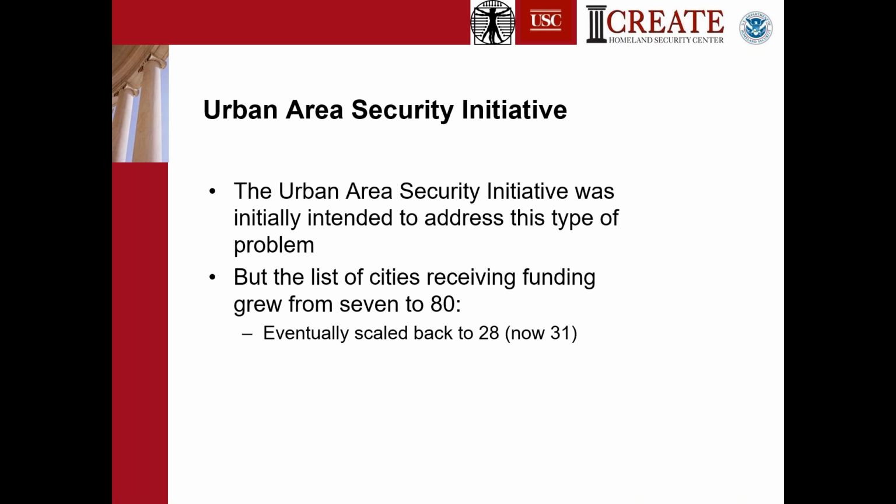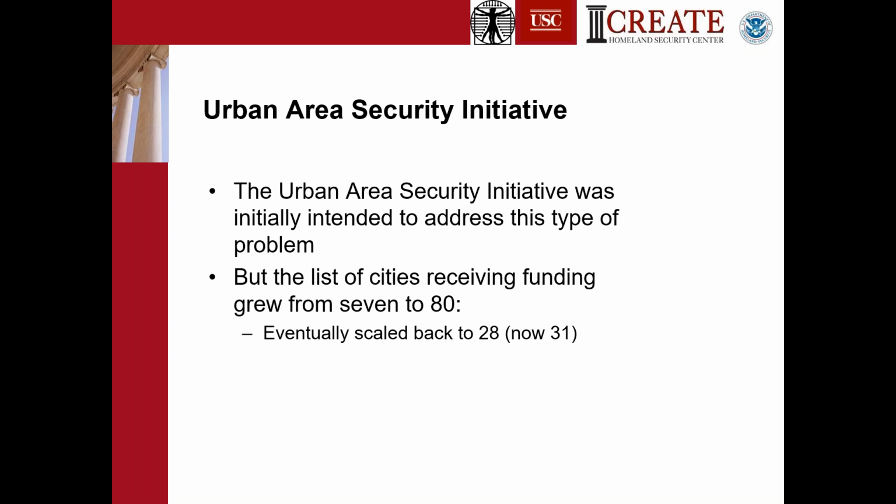So the initial list of UASI cities was 7, but again, thanks to various pressures, including pork barrel politics, the list eventually grew to 80 cities, at which point places like Columbus, Ohio had made the list. And okay, again, I understand that Columbus is regionally an important city if you happen to live in the Ohio area, but I don't think it would make anybody's list of top terrorism targets unless you happen to have a homegrown extremist in that area.